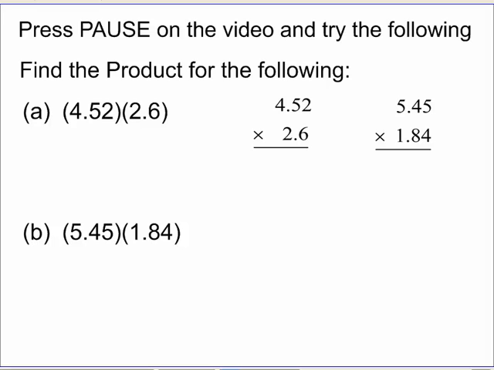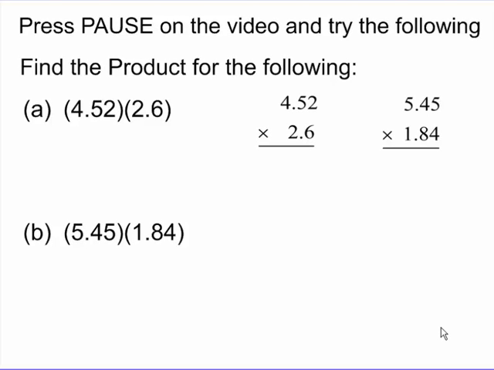All right, if you could press pause on the video and try the following. So please find the product for the following and take your time. There's a lot of numbers there. It's easy to make a tiny little mistake. And we'll give you a chance to try that on your own. So just press pause now, please.